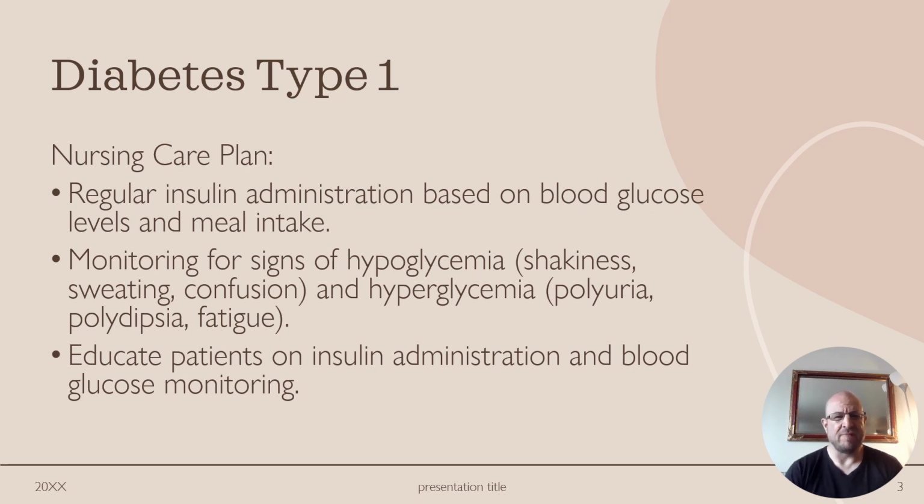Nursing care would be regular insulin administration, monitor signs of hypoglycemia, low blood sugar. I think these are almost worse than hyperglycemia: shakiness, sweatiness, confusion. And hyperglycemia would be polyuria, urinating a lot, polydipsia, extreme thirst, and fatigue. Educate patients on insulin administration and blood glucose monitoring. Those are important.